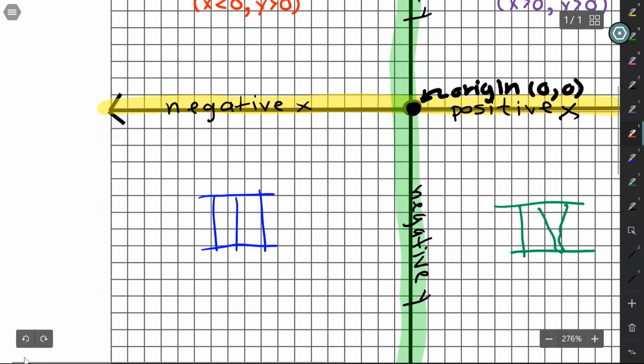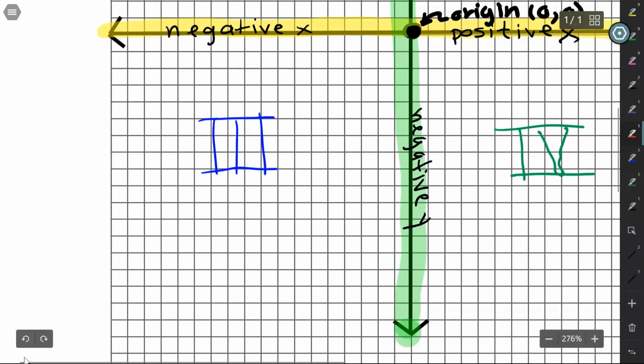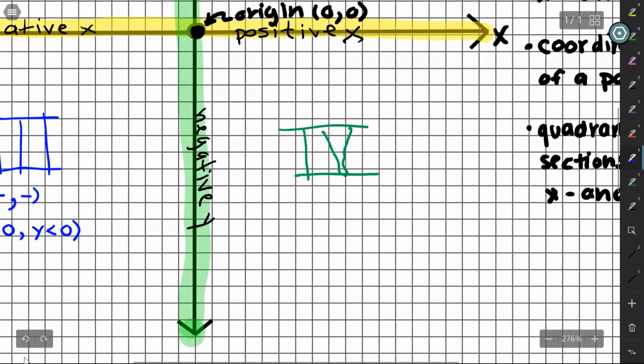Next one is quadrant 3. In quadrant 3, we have a negative y and a negative x. So x is less than 0 and y is less than 0. Now our last one is quadrant 4. In quadrant 4, our x is positive again because we're on the right side of the origin, and our y is negative. So that means that x is greater than 0, but y is less than 0.